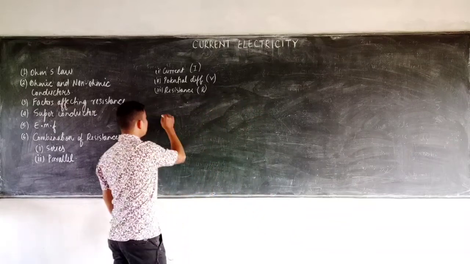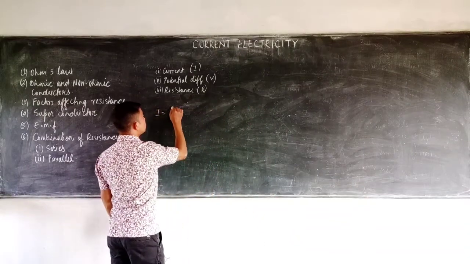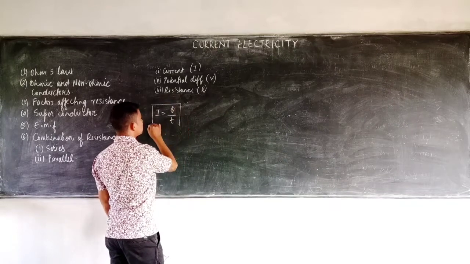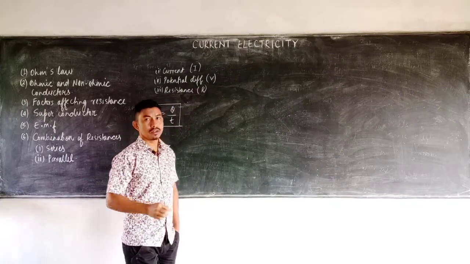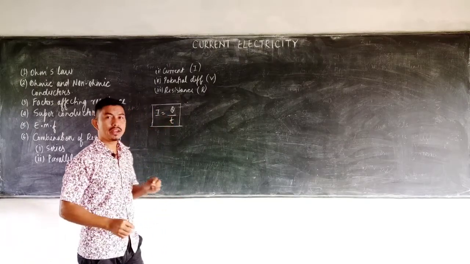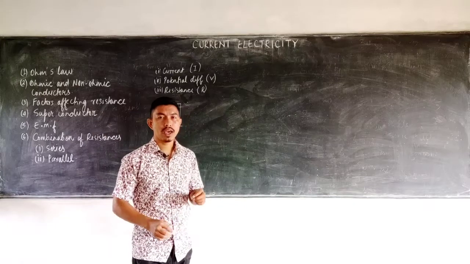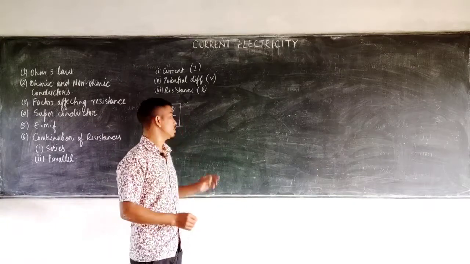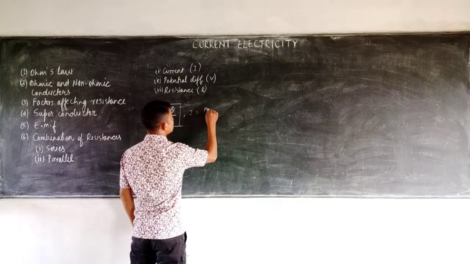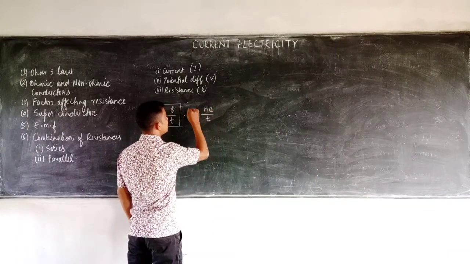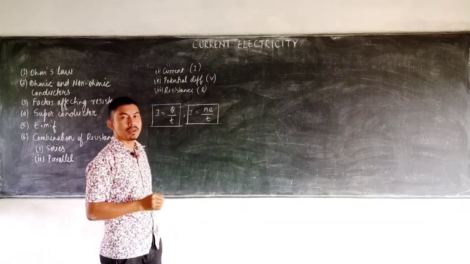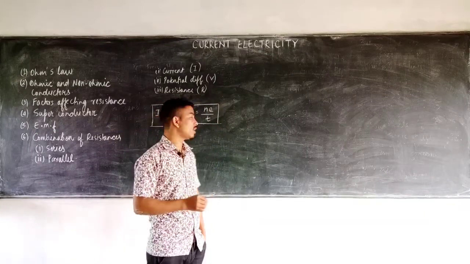So I can write that I is defined as Q divided by T. This expression tells us about the current. Current is the rate of flow of charge. So if n number of electrons are flowing and if e is the electronic charge, the same expression can also be written in the form I is equal to n e divided by t, where n is the number of electrons flowing through the cross section of a wire and e is the electronic charge.